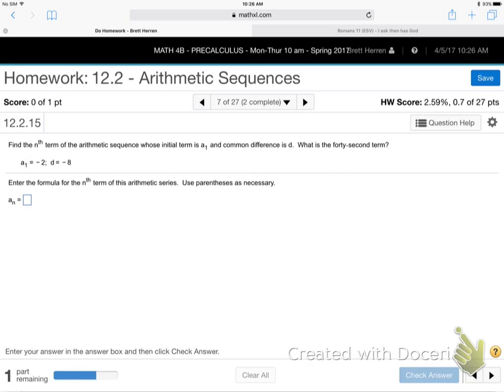All right, so to give that one a try, first find the formula, then find the 42nd term after you get the formula. So use that same general formula I gave you last time, A1 plus n minus 1 d. So plug into that, get the general formula, and then use it to find the 42nd term.